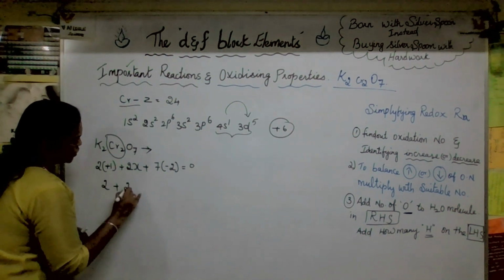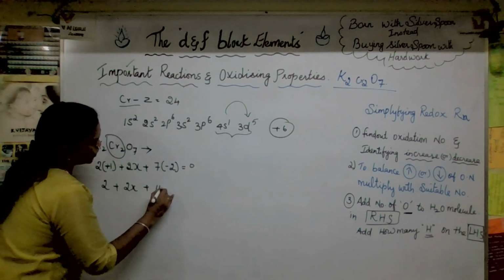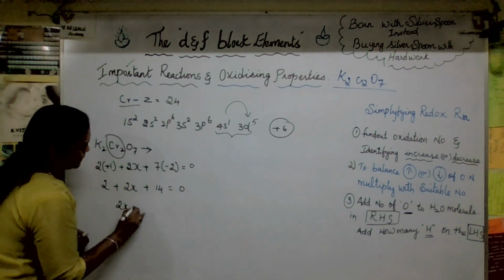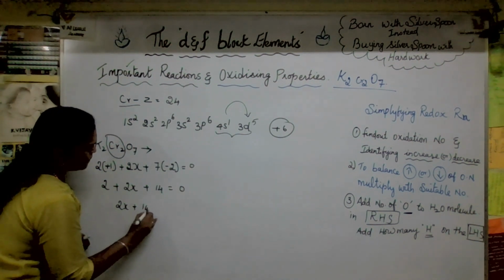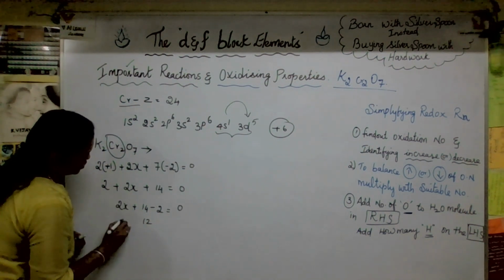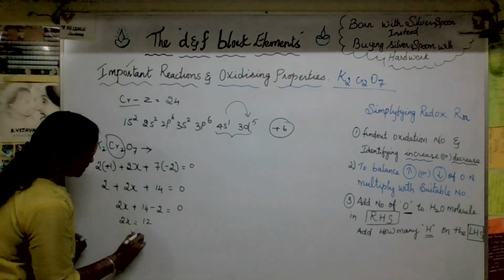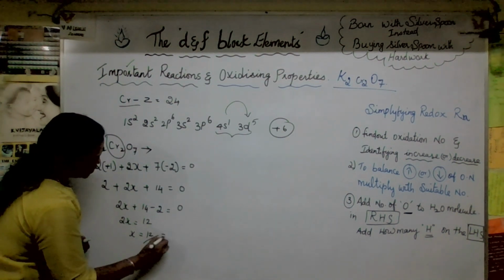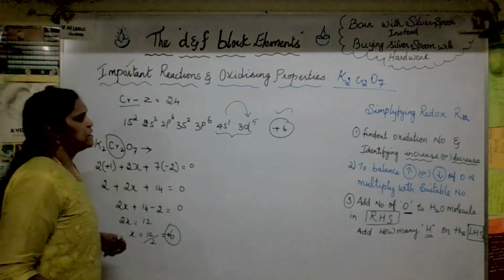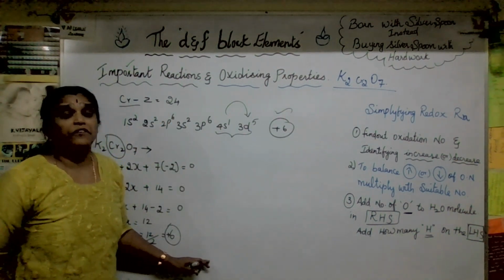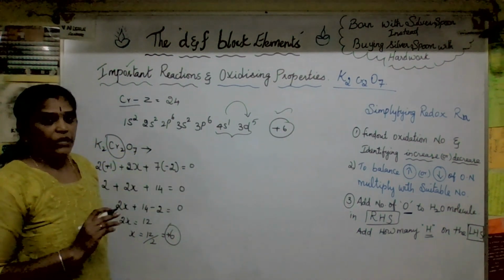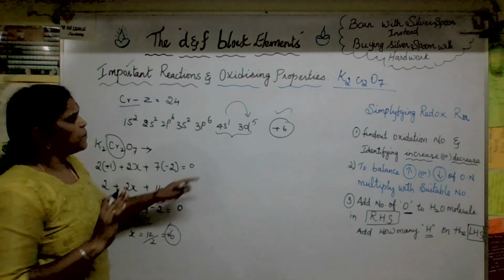So 2 plus 2x plus 14 equal to 0. So that means 2x plus 14 minus 2 equal to 0. So that means here 12 you will get, no? So 2x equal to 12. So that means x equal to 12 by 2, 6. So plus 6 oxidation state. Yes, you got it, plus 6 oxidation state. Okay, so maximum number of electrons you can donate. How many electrons can it donate? 6 electrons can donate.